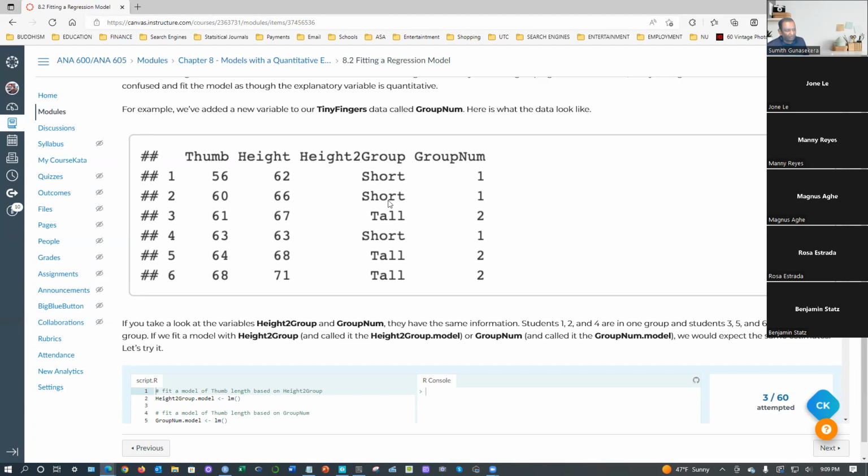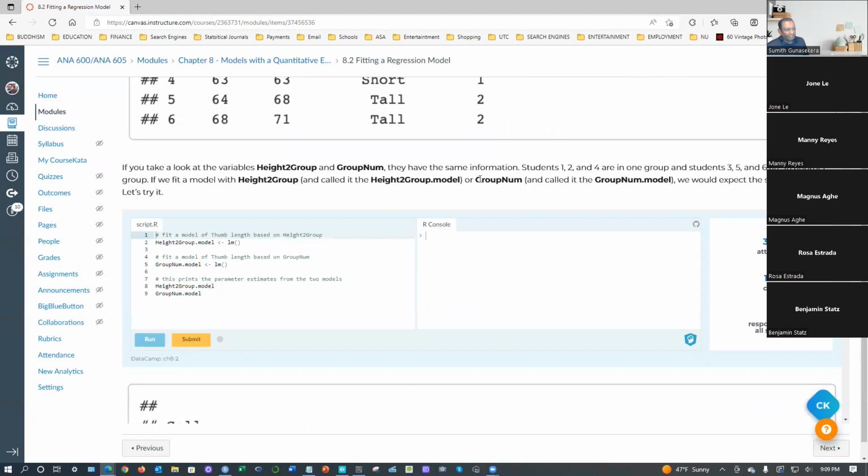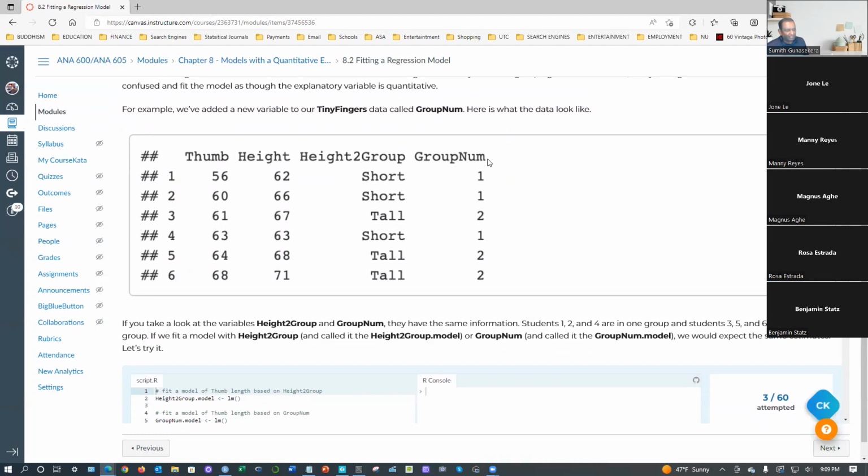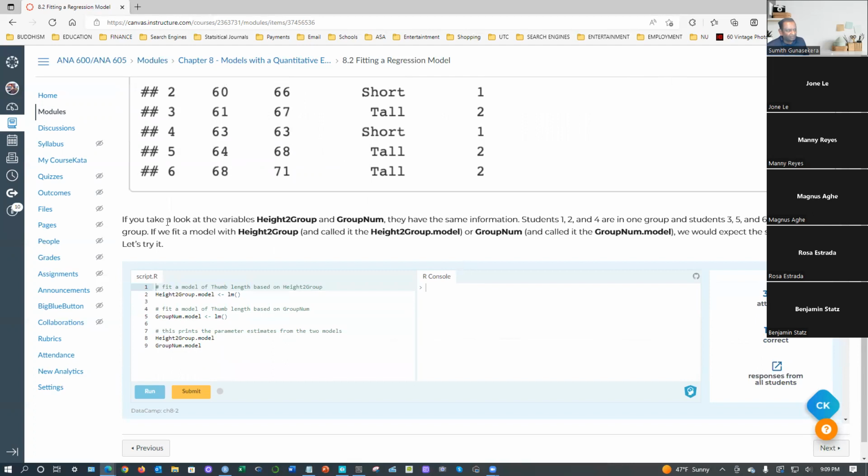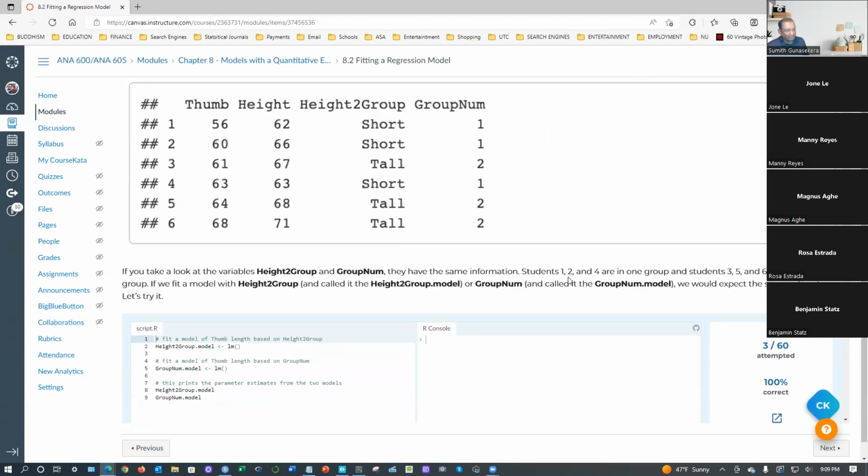Okay, you can do it like that. If you don't do it like that, what's going to happen? If you take this one, thinking that you are fitting a categorical variable, it won't do a good job. If you look at the variables height to group and group num, they have the same information. Students 1, 2, 4 are in one group and students 3, 5, 6 are in another group.